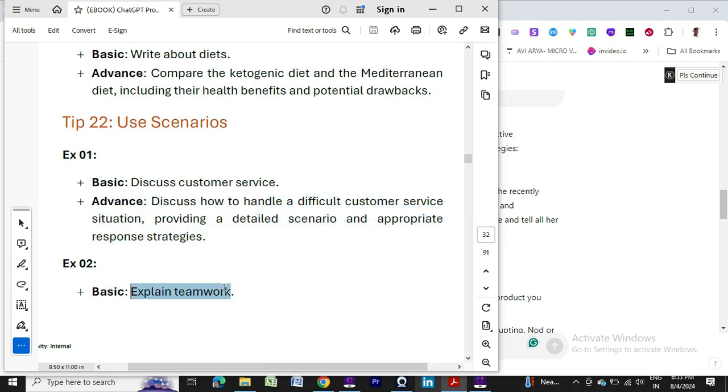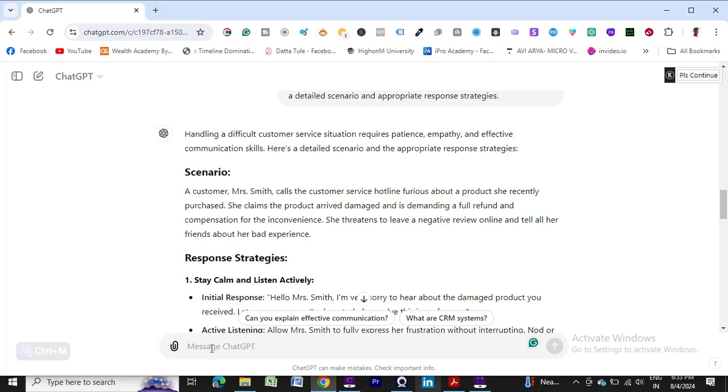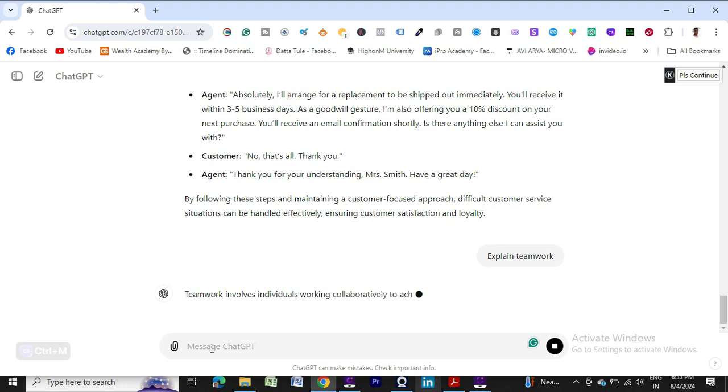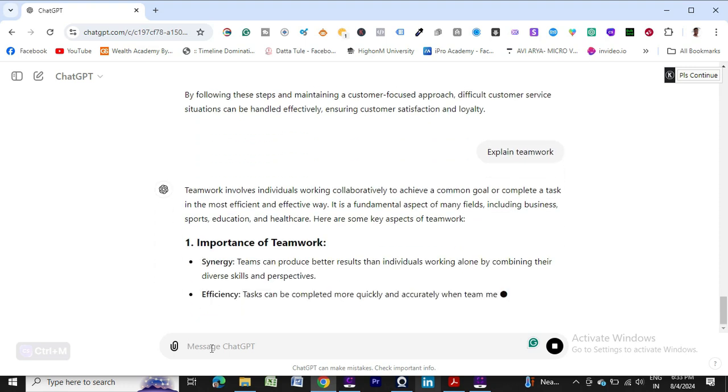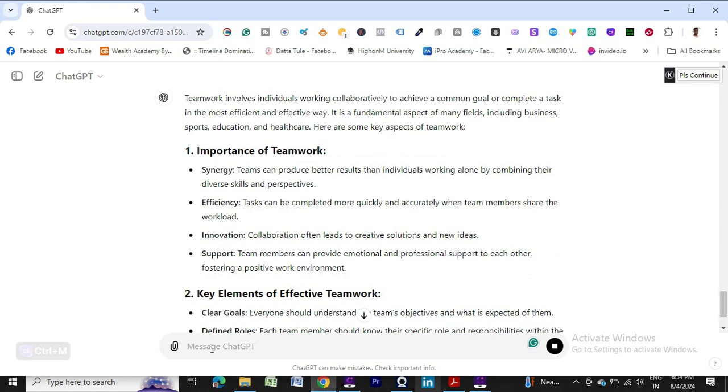Explain teamwork. It will provide a generic answer, I'm sure. Let's check. Explain teamwork. Teamwork involves individuals working collaboratively to achieve a common goal or complete a task in the most efficient and effective way. It is a fundamental aspect of many fields, including business, sports, education, and healthcare.